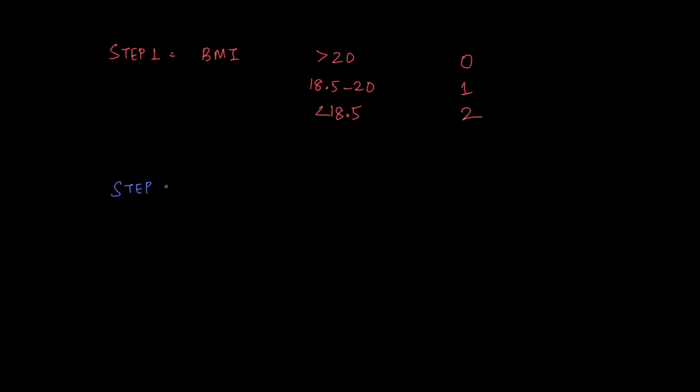The next step is assessing unplanned weight loss over a period of 3 to 6 months. So, if it is less than 5%, the score assigned is 0. 5 to 10%, the score assigned is 1.